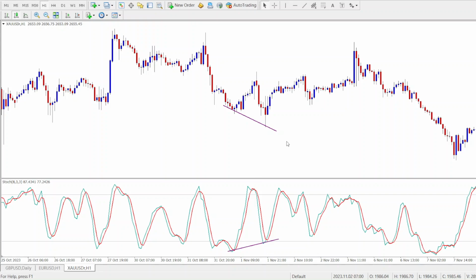But divergence alone is not enough for confirmation, so you might want to combine it with candlestick patterns or volume analysis just for a more solid signal.